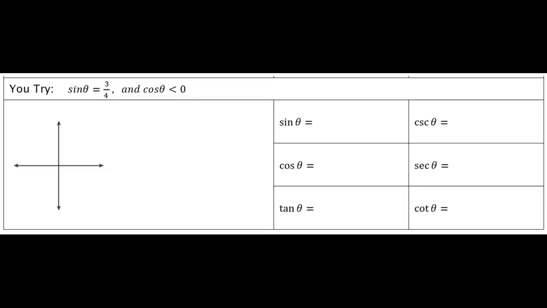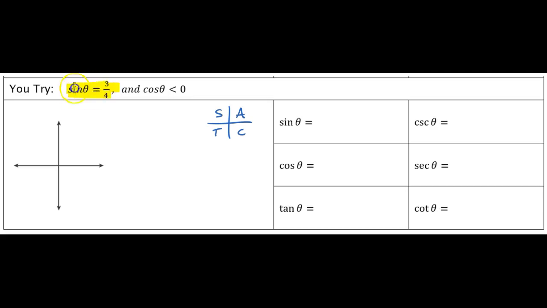Before we do anything with numbers, we need to figure out which quadrant to draw this triangle in. So I'm going to draw off to the side here. I'm going to draw our little chart. All Students Take Calculus. And we're going to figure out where these two things go.